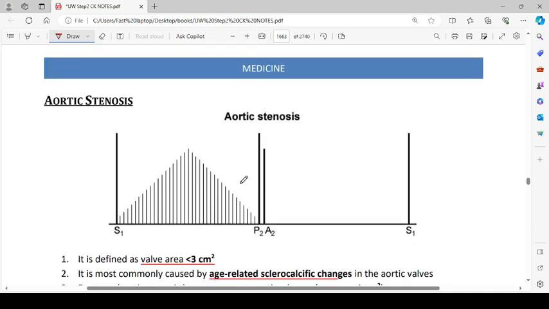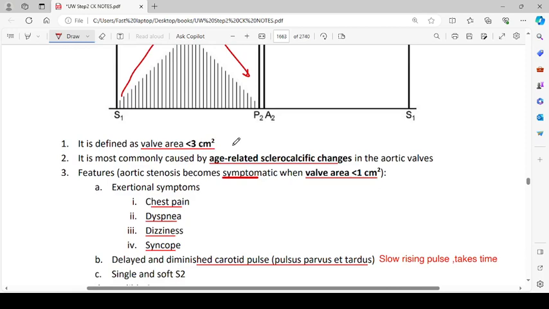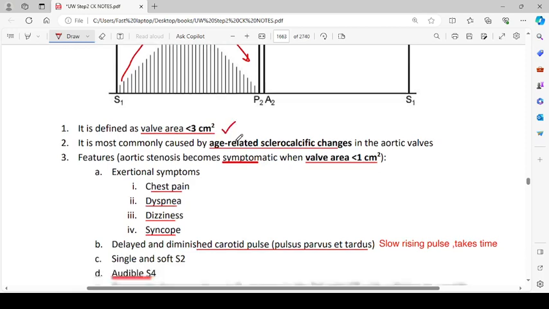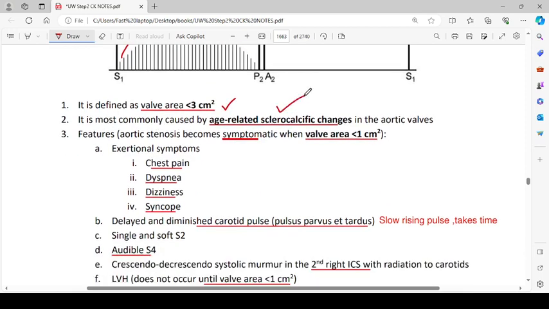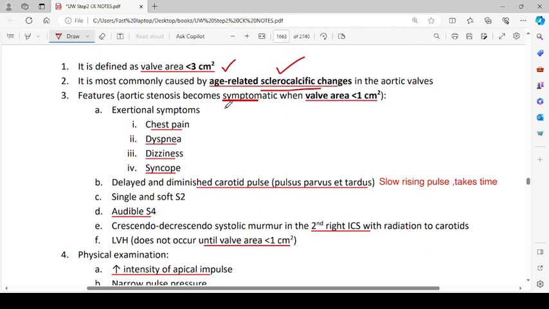Now this is a murmur, the crescendo decrescendo murmur of aortic stenosis. So initially it rises and then falls down. It is defined as valve area less than 3 cm square. It is most commonly caused by the age-related sclerocalcific changes in the aortic valves. Features of aortic stenosis become symptomatic when the valve area is less than 1 cm square. This value is very important.